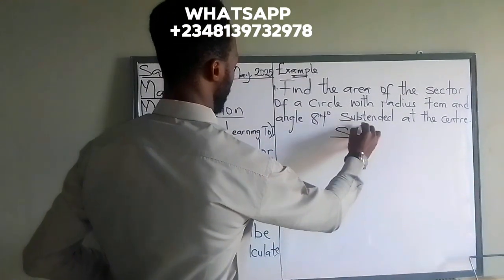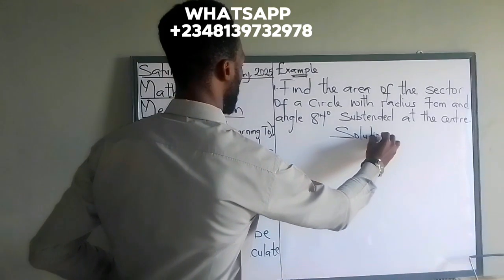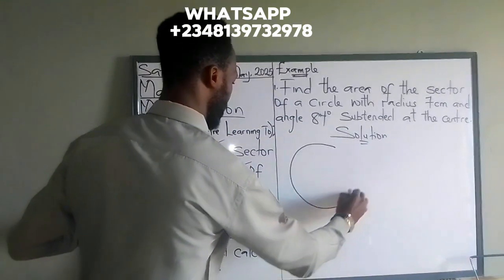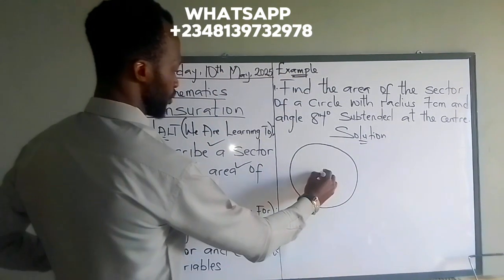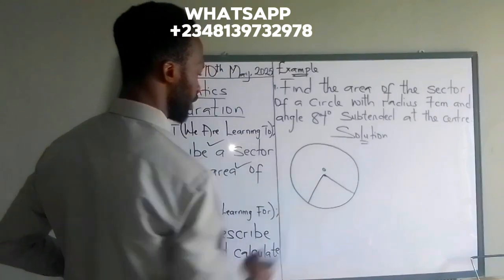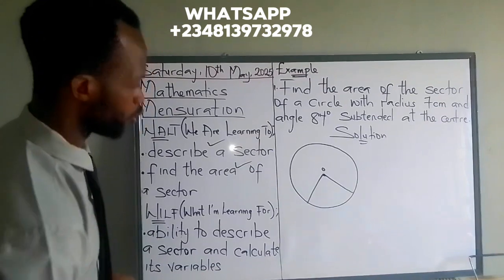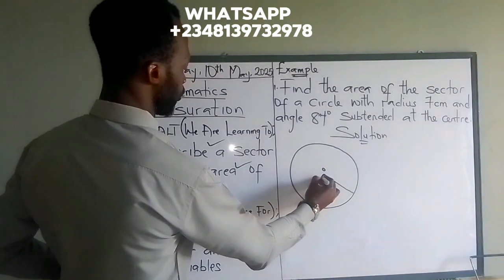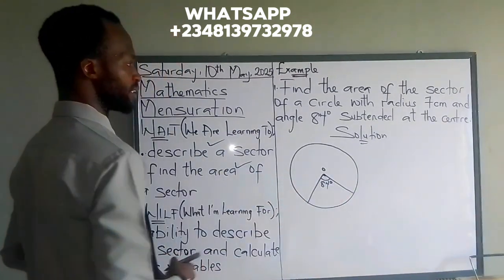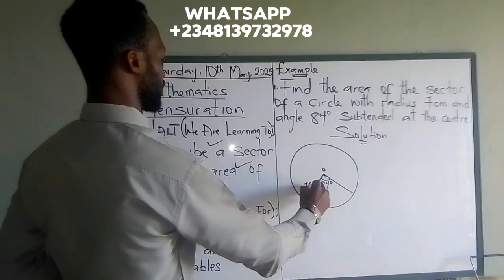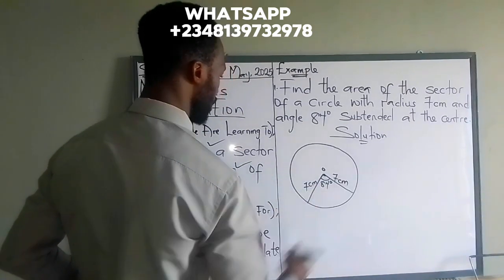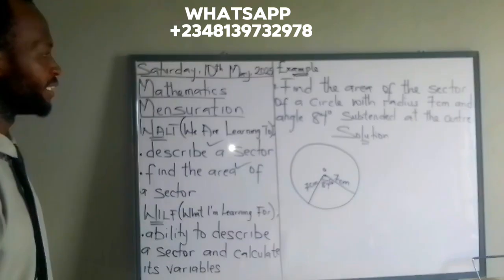Solution. To help our understanding, let's illustrate that in a diagram. The center of the circle, O. Now don't forget, we need 2 radii and an arc to form a sector. The angle subtended at the center of the circle, 84 degrees. Then radius, 7 centimeters. You can as well write 7 centimeters here. So let's find the area of this sector.